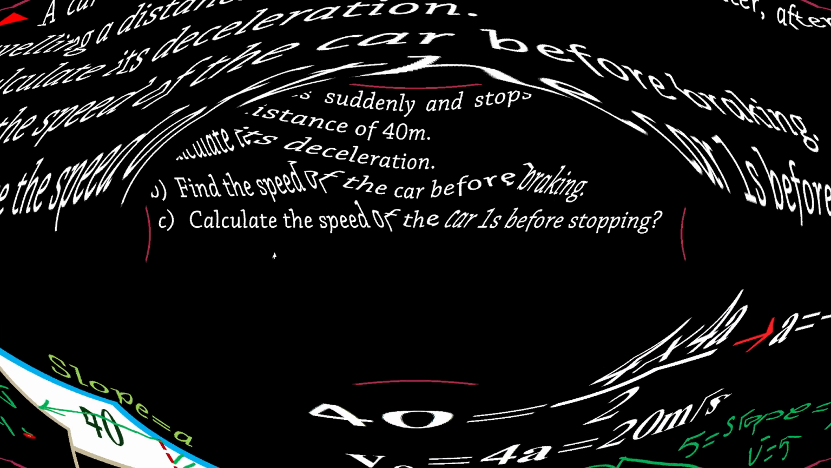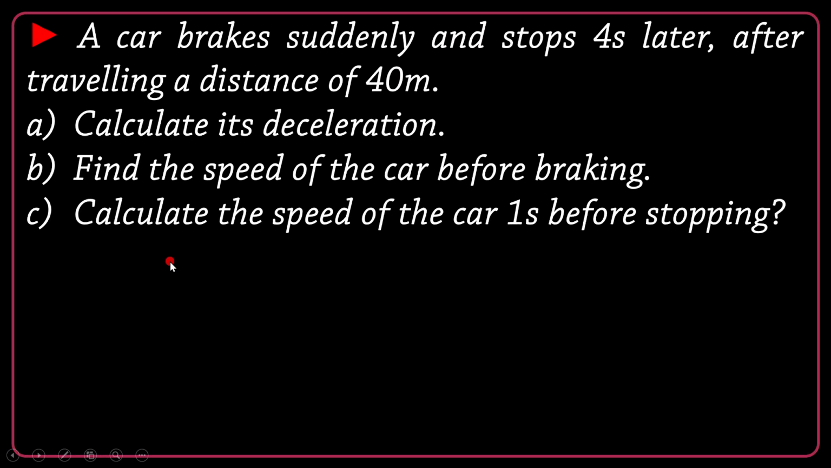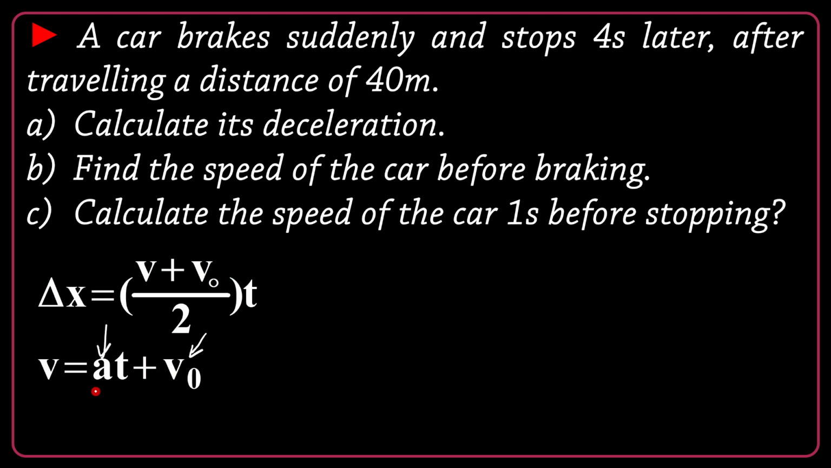It's very easy. But the second approach is the equation. Here I use v equals at plus v naught. But I'm looking for acceleration, and I don't know the initial velocity either. What should I do? Okay, let's find an equation to find the initial velocity and then plug in the v naught here to find the acceleration. So the best here will be delta x equals (v plus v naught) over 2 times t.